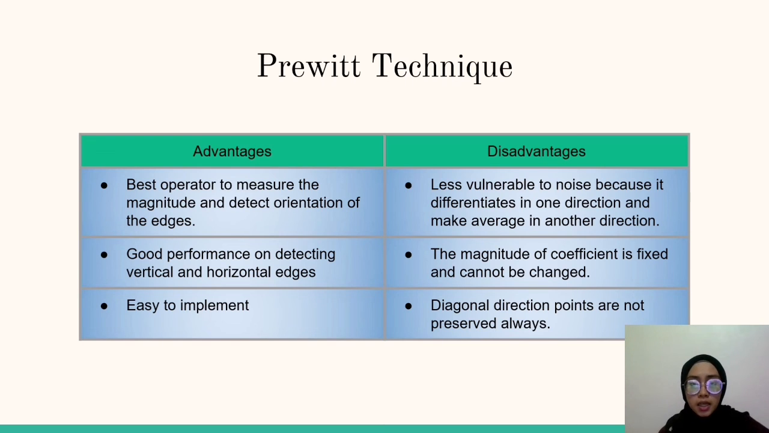However, it has its own disadvantages, which are that it is more vulnerable to noise because it differentiates in one direction and may average in another direction. The magnitude of the coefficient is fixed and cannot be changed, and the diagonal direction points are not always preserved.